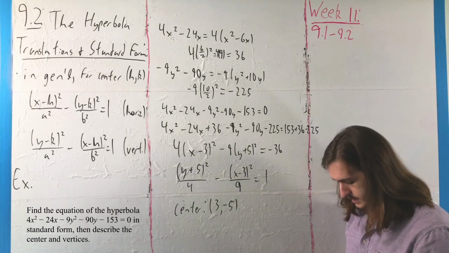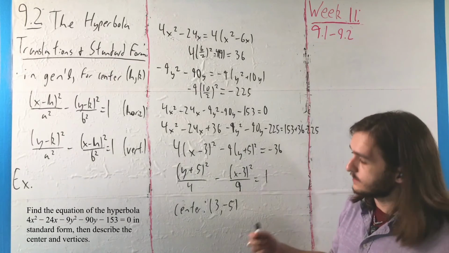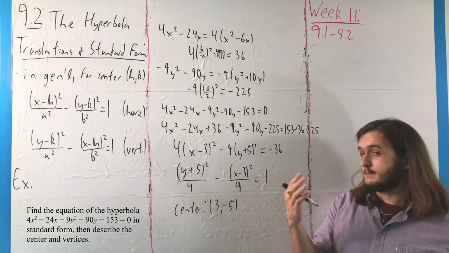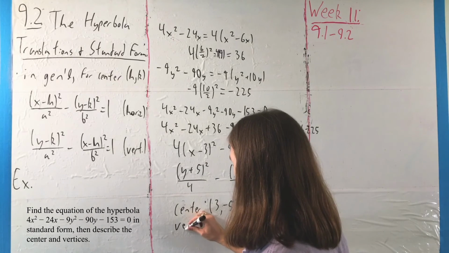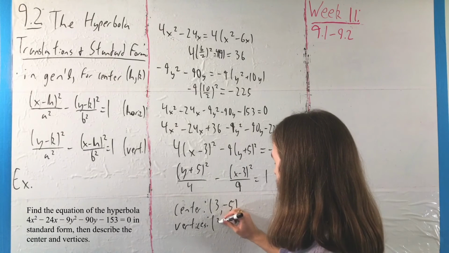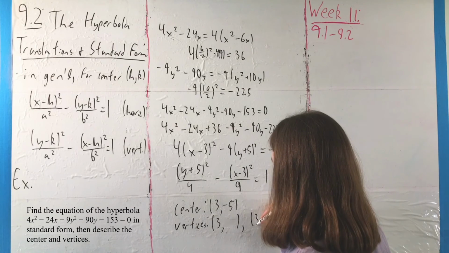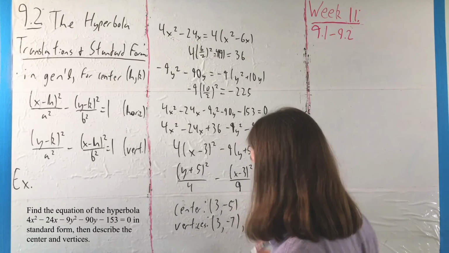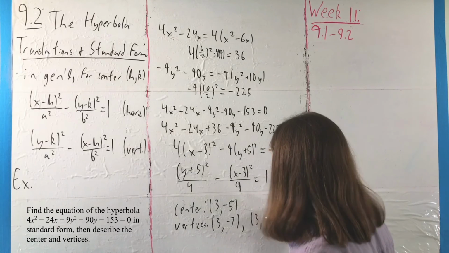Similarly, for our vertices, notice that our transverse axis is along the vertical because y is first, and because we have a squared equals 4, that means a is equal to 2. So when we're talking about the positions for our vertices, we are going to be taking this center and not messing with the horizontal component of the center because our transverse is vertical. We're moving up and down. Where if we're going to be moving down, we will get (3, negative 7), and along with that, (3, negative 3).